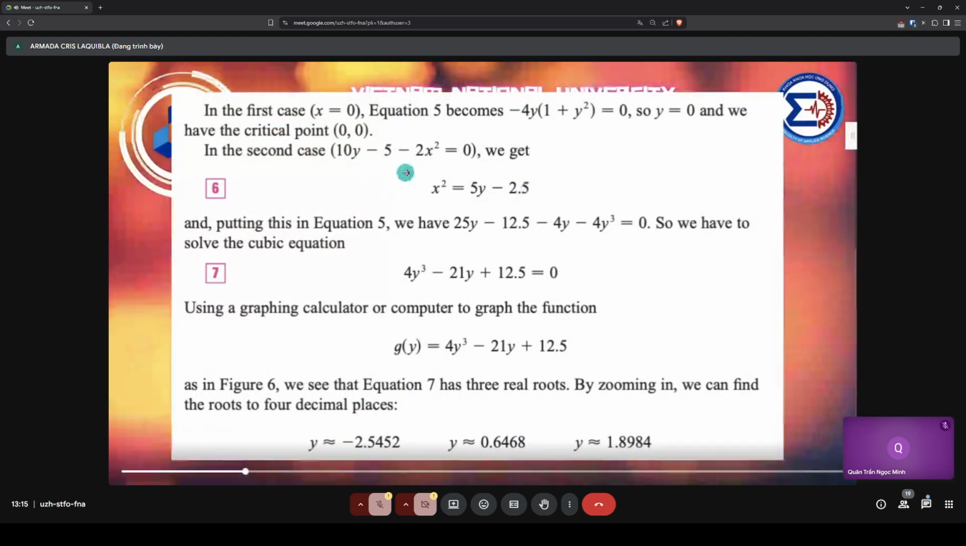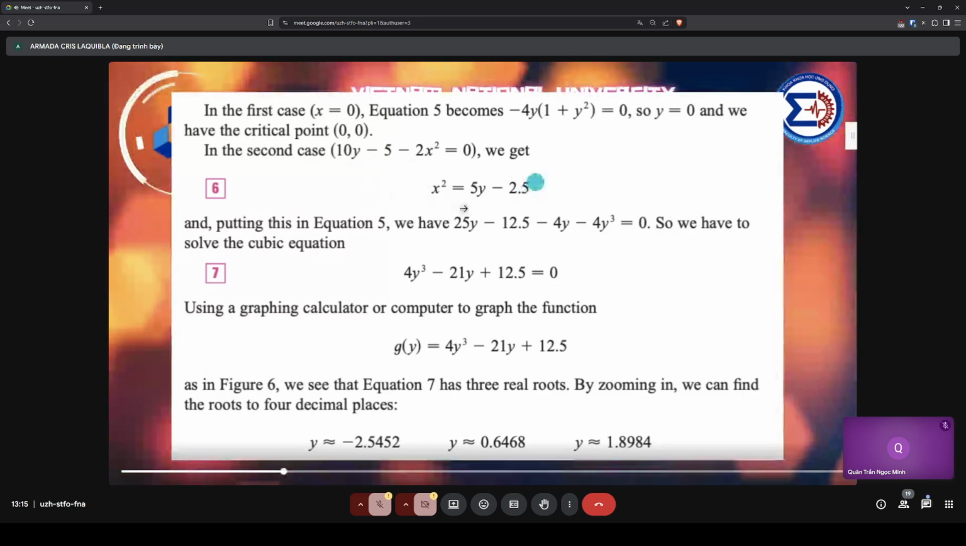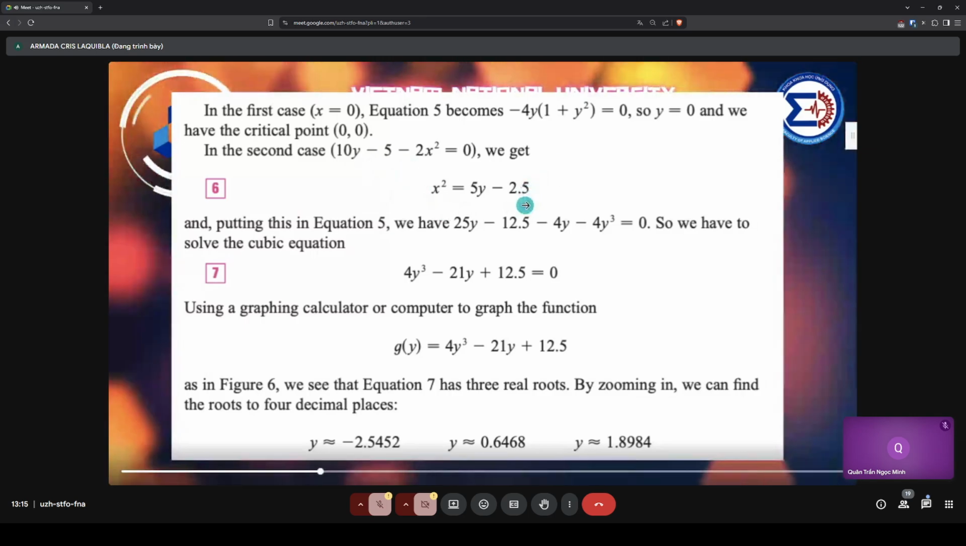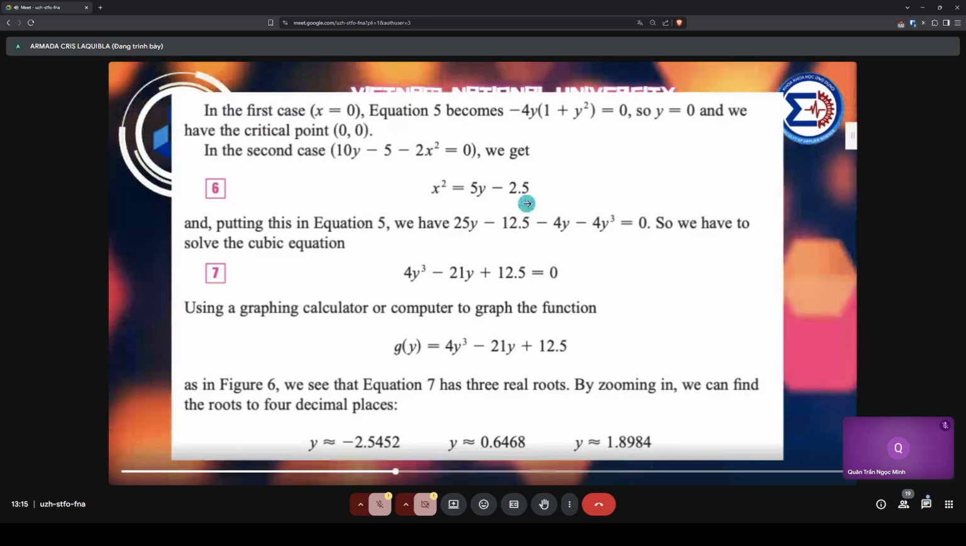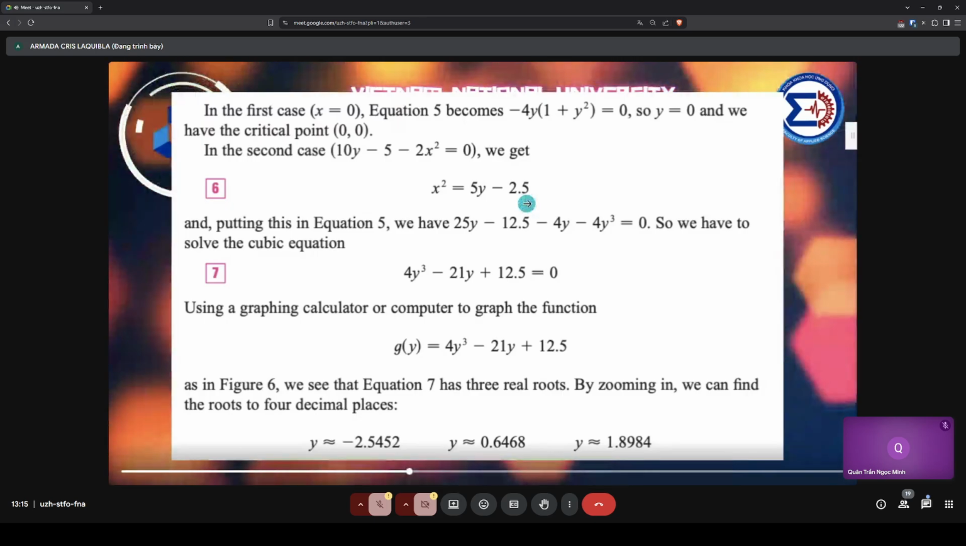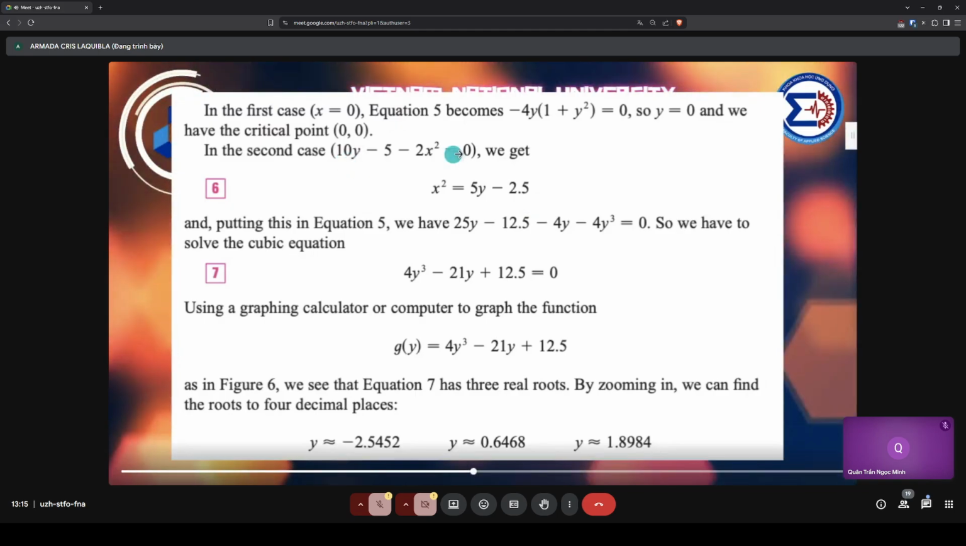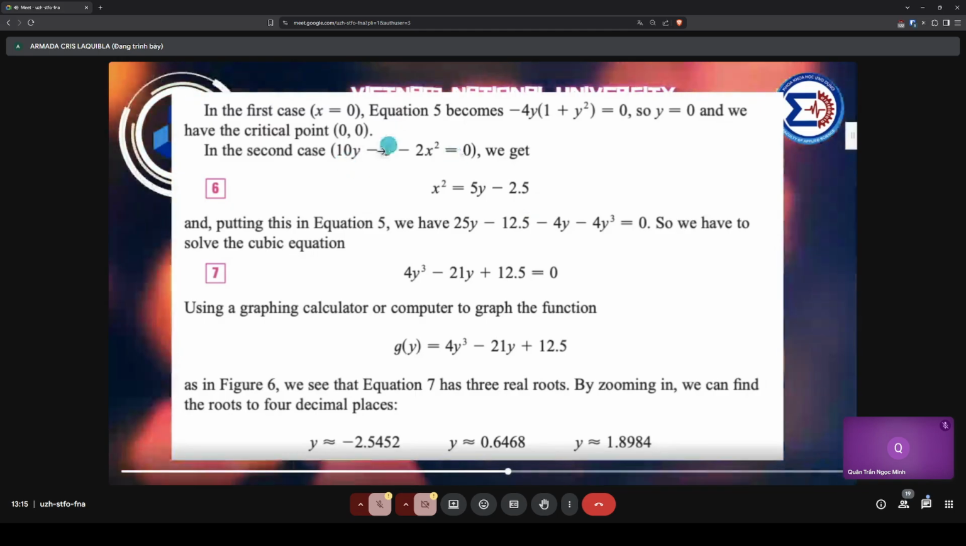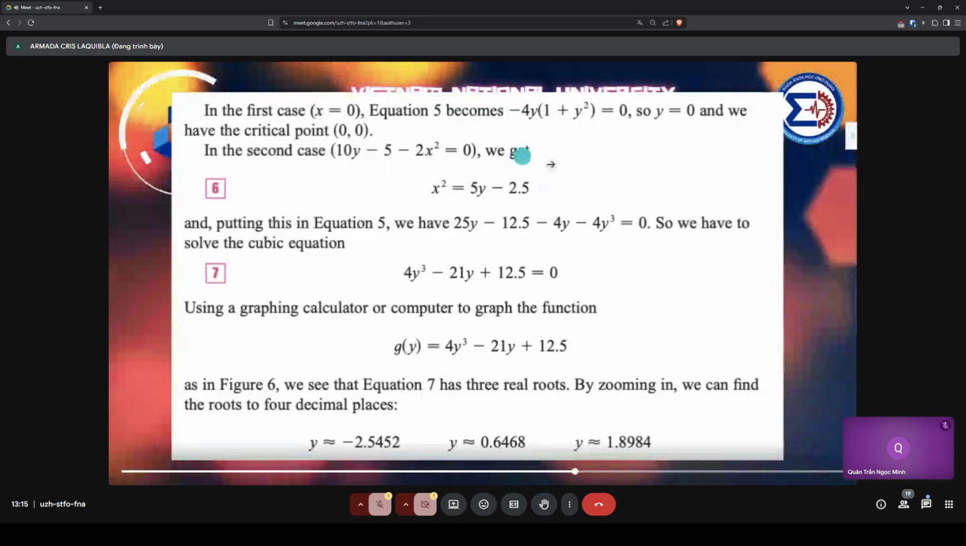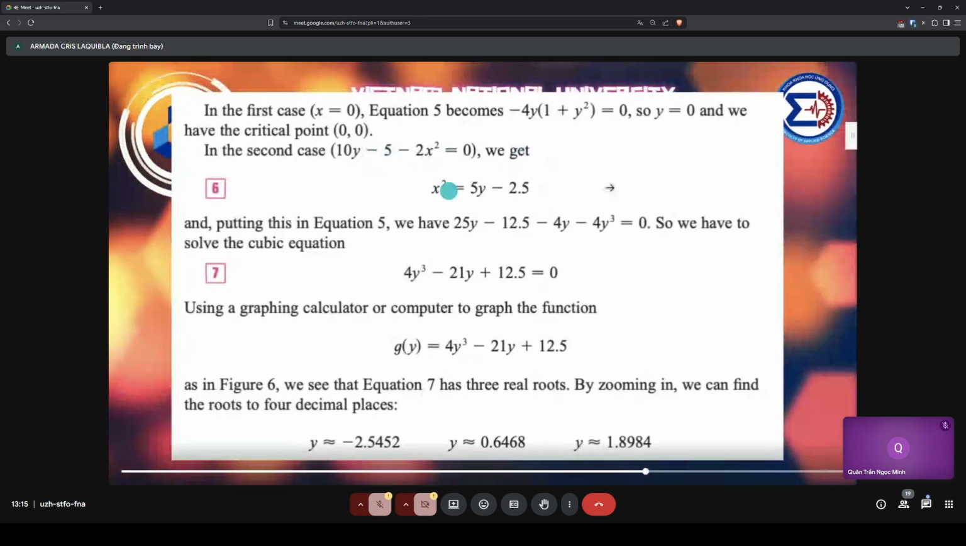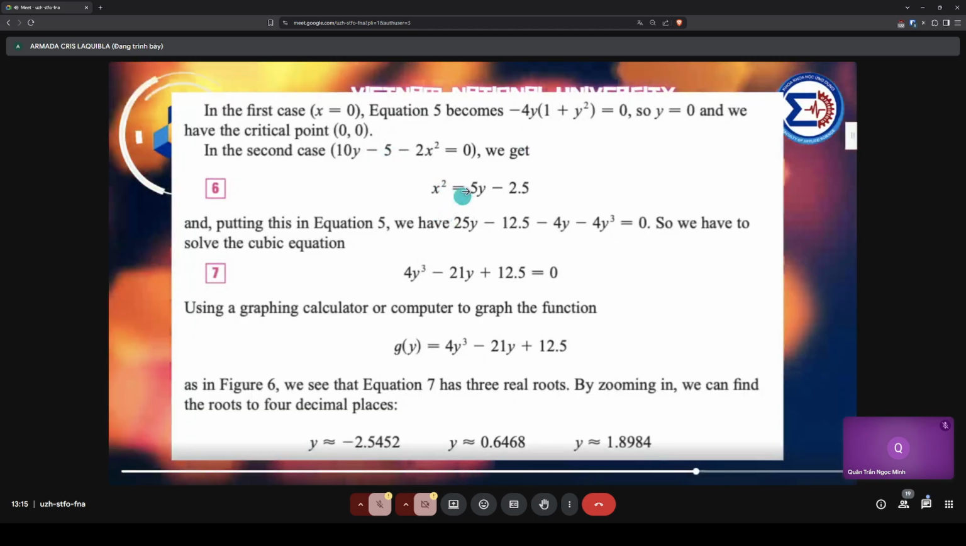So we solve first the x squared, and it's equivalent to this. Now, why do we solve the x squared? Transfer the 10y to the other side, then transfer the negative 5, it becomes positive 5, then divide both sides by negative 2, and you have there an x squared.